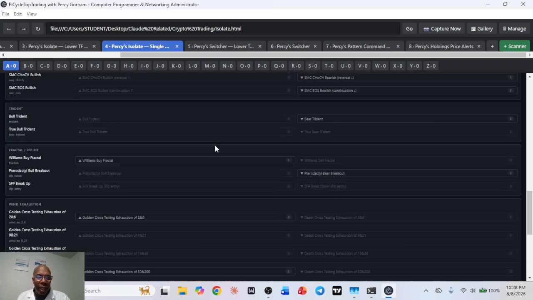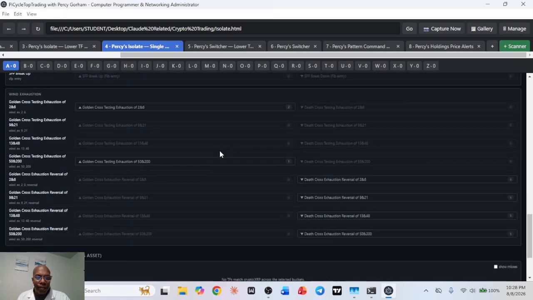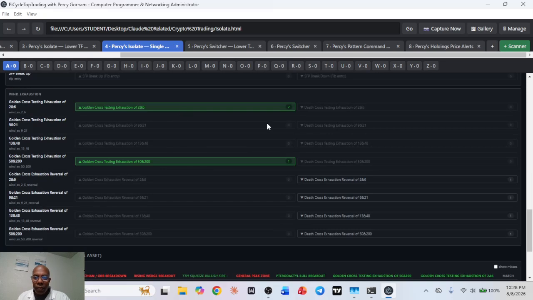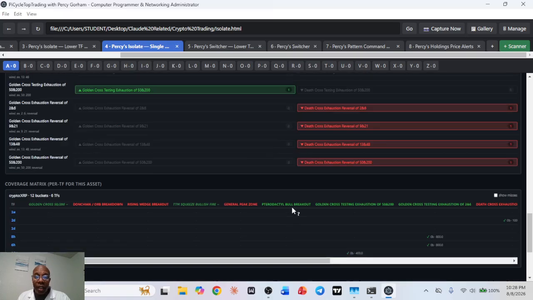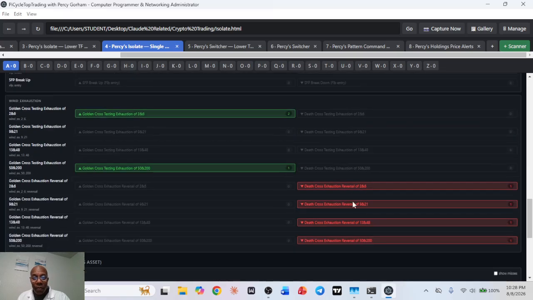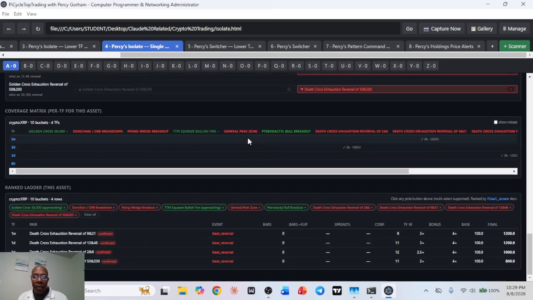So as we look at, for example, let's just pull these up because they're valuable pieces of information. Death cross exhaustion reversal, right? Big, which means we were going down, we were going up, but it reversed. Okay. So this is continued downward pressure. Let's take these off as far as the golden cross. And let's see what we got.